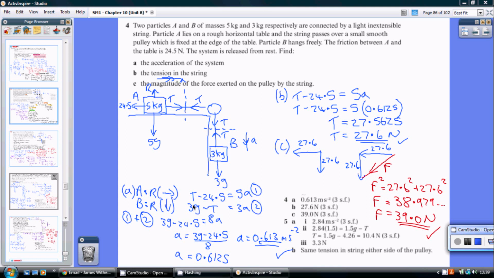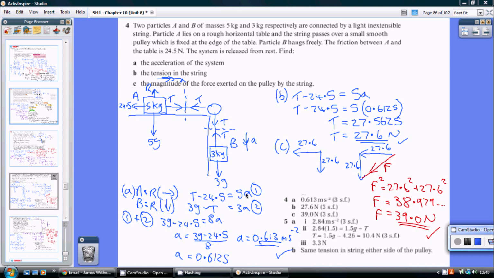Now you could make T the subject of one of them and substitute it into the other. That's absolutely fine. But what you'll find when you get into the habit of these is that one of them always has a plus T and the other has a minus T. So the easiest way to eliminate one of them first is just to add the two equations together, which will get rid of T because T minus T disappears.